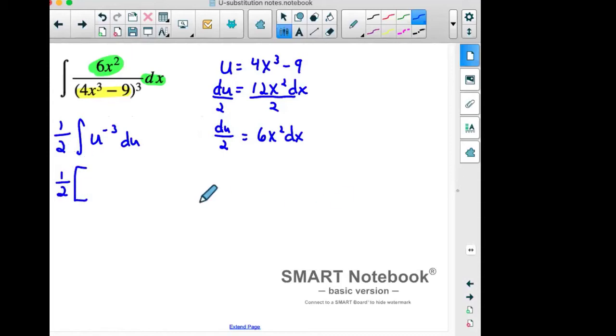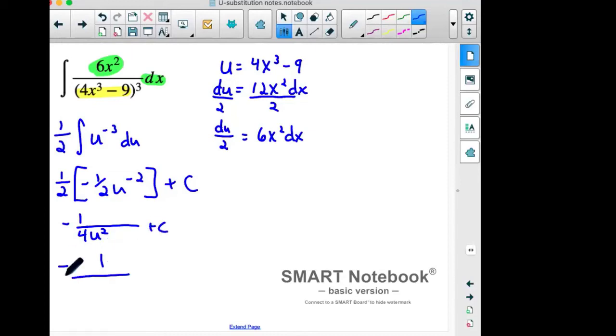What would that be? Negative 1/2 u to the negative 2 power. Perfect. Then our plus c. So that's negative 1/4. And then u to the negative 2, that means that u needs to come down. So it's going to be u squared plus c. So negative 1 over 4x cubed minus 9 squared plus c is your answer.